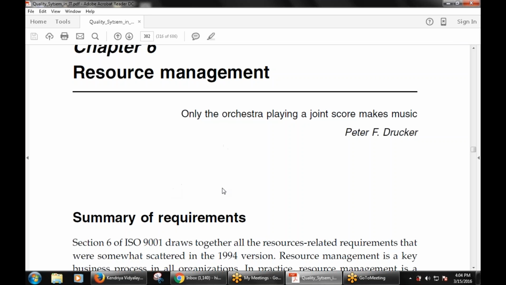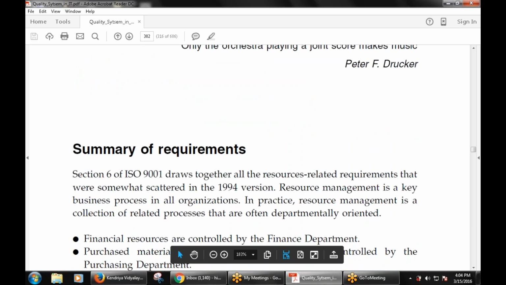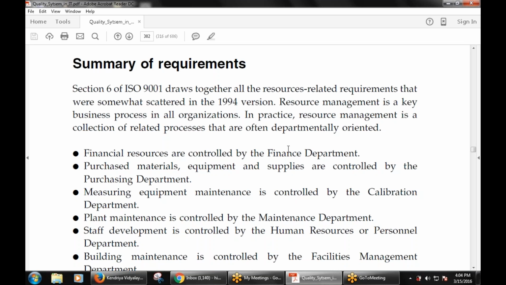First of all, what are the various requirements in resource management, or what are the various requirements for managing the quality system with the use of resources? These are the various resources used in the organization. For example, there may be financial resources, in money terms, required by the finance department. So there are multiple resources and multiple requirements. What are the various resources required for the management? First is resource management, that is, how to manage the resources.